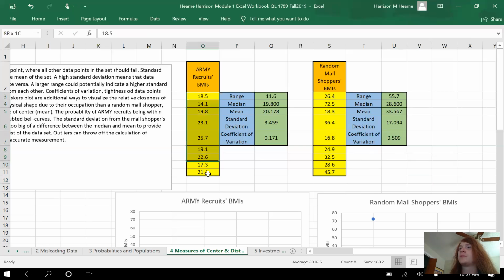The Army recruits BMI range is significantly smaller than the random mall shoppers BMI range, which is at 55.7. So the range is the difference between the smallest number and the largest number.